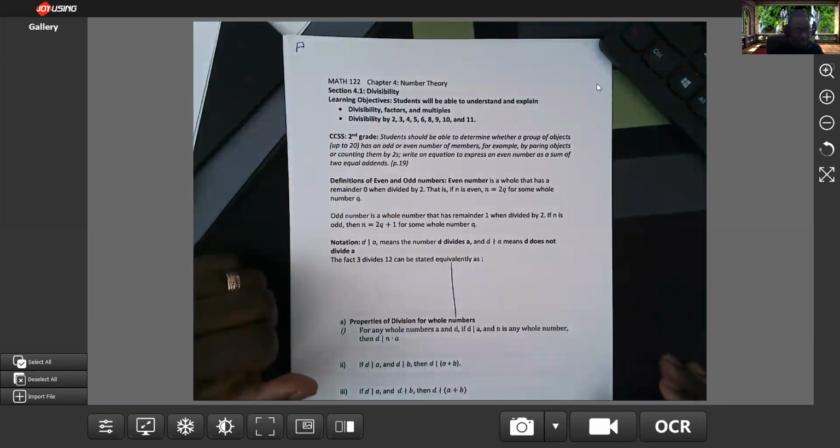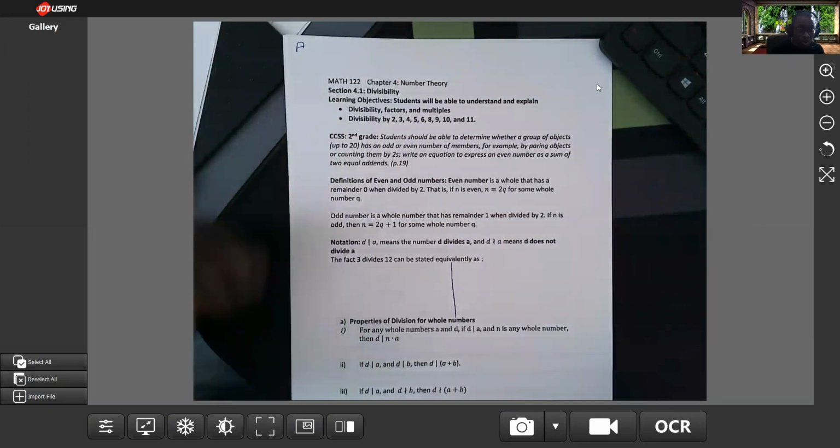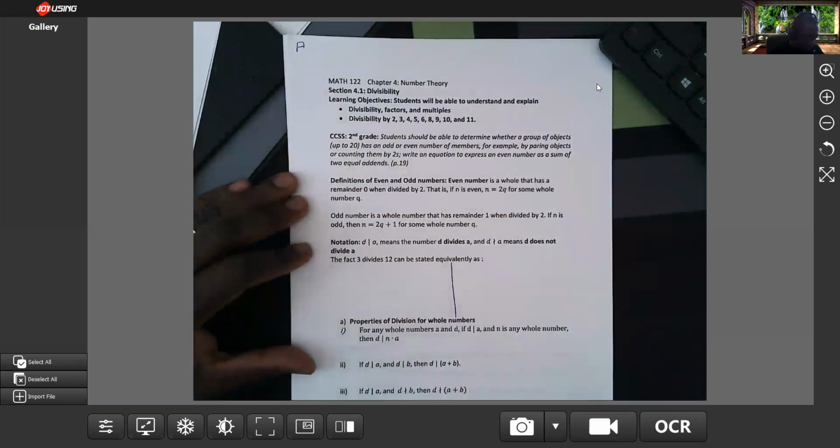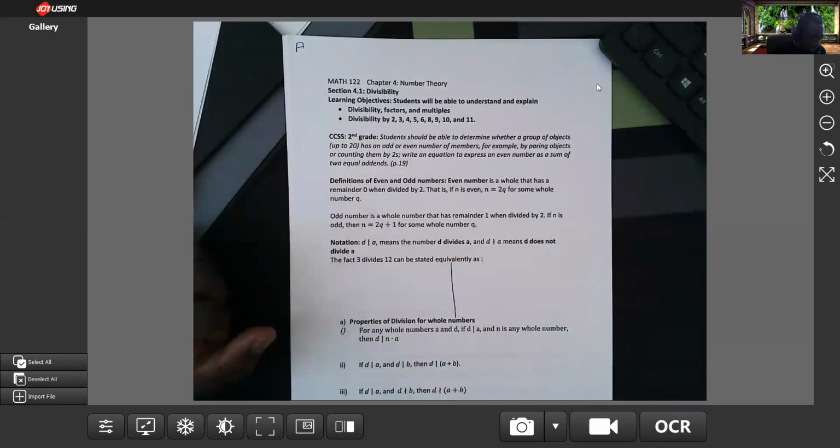In this chapter, we'll be looking at what divisibility is, which is one topic. We're looking at least common multiples and greatest common factors and so on. The learning objectives for this section are just two. We're looking at divisibility, what that really means, the notations or symbols, the factors and multiples, and also the divisibility tests for 2, 3, 4, 5, 6, 8, 9, 10, and 11.